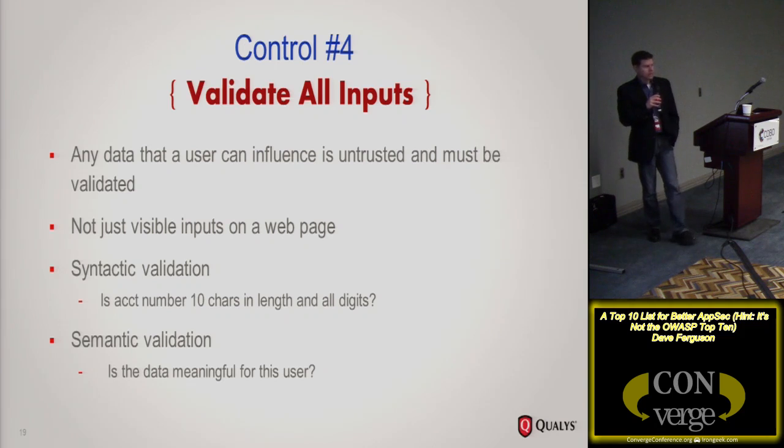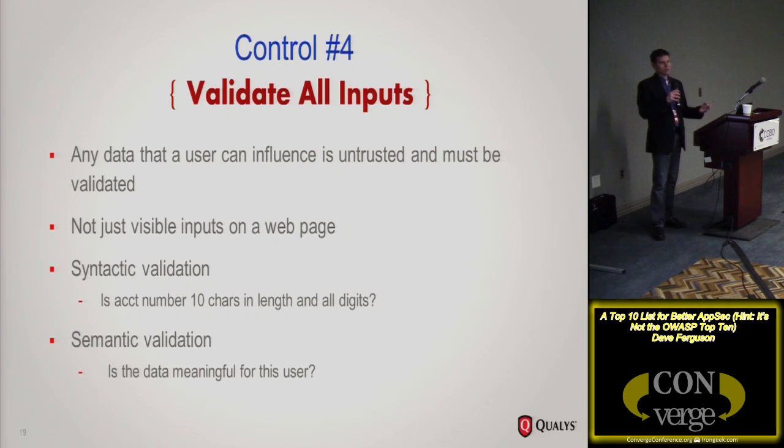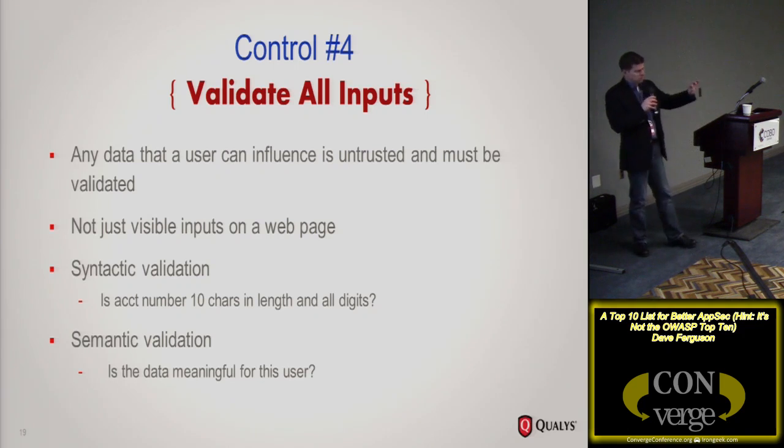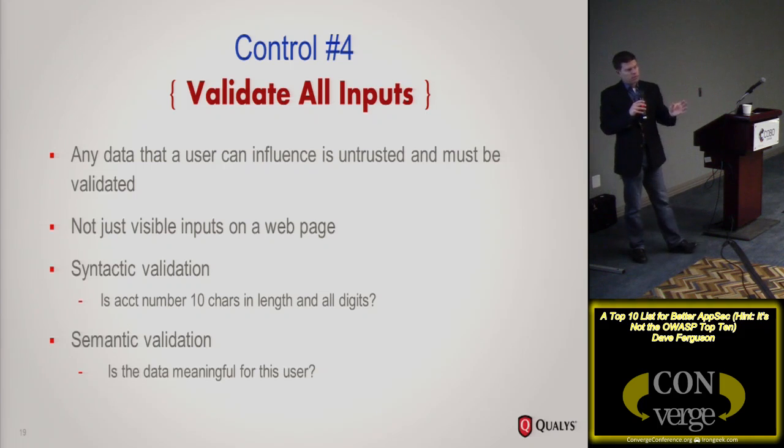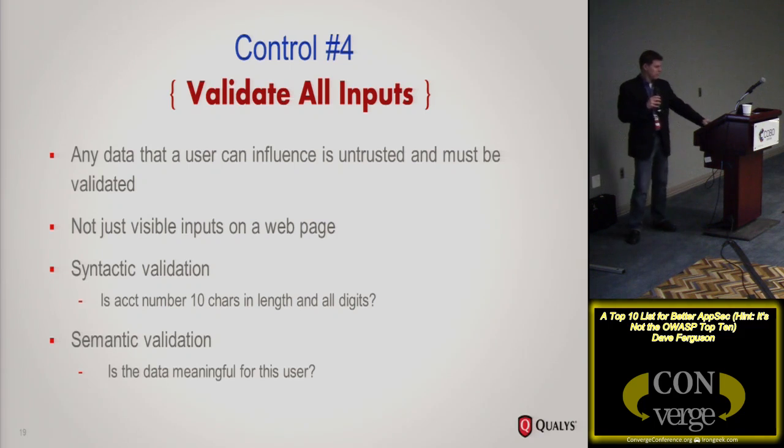There's a concept of syntactic validation, which is essentially, does the format of the data match what I expect? So if it's a 10-digit account number, is the data I receive as input actually 10 digits? That's a syntactic validation. Then there's semantic validation, which is, is that meaningful for the user? That relates to what I was saying earlier: is the action being requested actually valid for that user? You need to validate that that request is permitted for the object that's being acted upon. That's semantic validation.